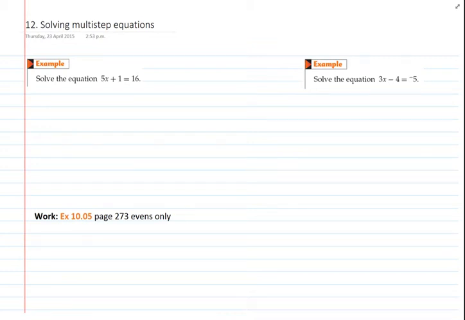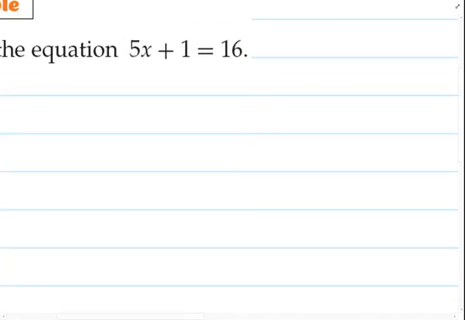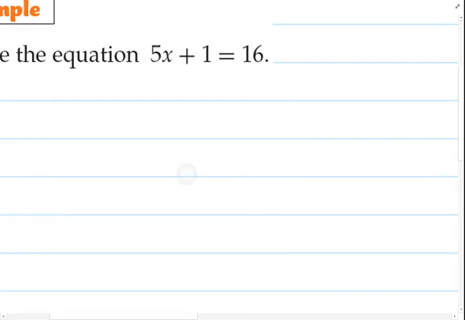Hi Year 13s, in this video we're looking at multi-step equations. So we're solving for x. Now the first step is to write out the equation. So I'm going to copy out 5x plus 1 equals 16. That's our first step of working.